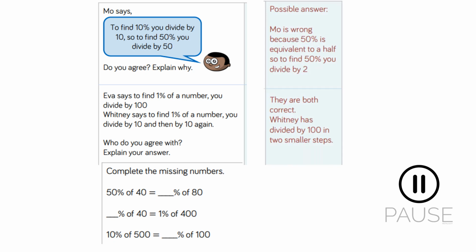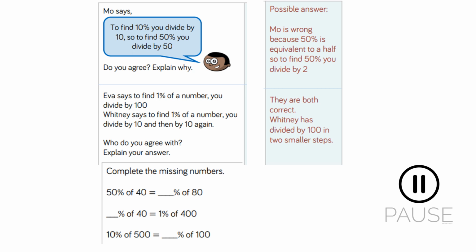So Mo is wrong. He says that to find 50% you divide by 50. We know that to find 50% we half it, and the reason for that is because 50% is equivalent to half, and a half means divide by 2. So Mo is wrong because 50% is equivalent to a half, so to find 50% you divide by 2.